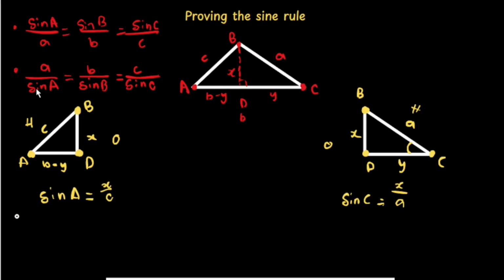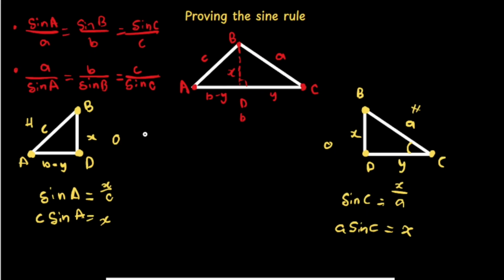So let's go ahead and do that quickly. Making x the subject of the formula, I would get c sine A is equal to x. And making x the subject of the formula for sine C, I would get A sine C is equal to x. Now, as you can see, both of these trig ratios over here are equal to x. So if both of them are equal to x, that means that c sine A would be equal to A sine C, because both are equal to x.